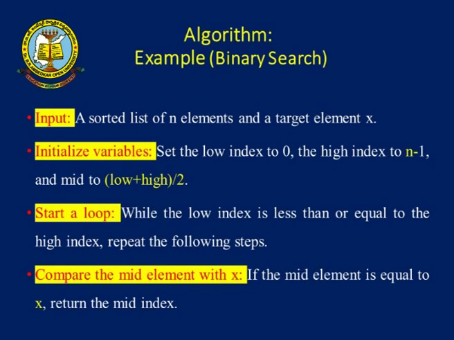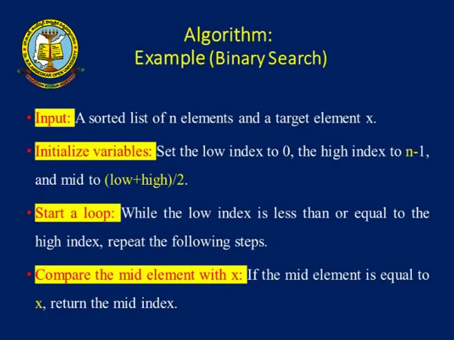The next step is initializing the variables. In order to go with the binary search algorithm, we first have to initialize the variables. We take the first element's index as the lower index and the last element's index as the upper index. The lower index is initialized with 0 and the upper index with n minus 1, as we take n elements. For example, if we take 10 elements, the first element will be indexed with 0 and the 10th element with 9, nothing but n minus 1.